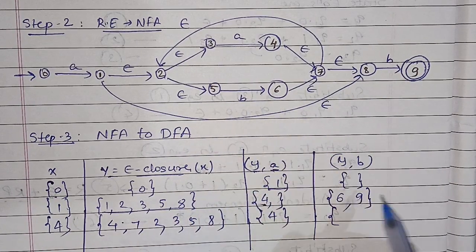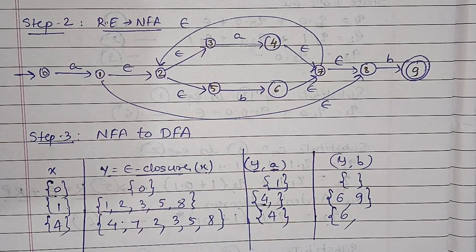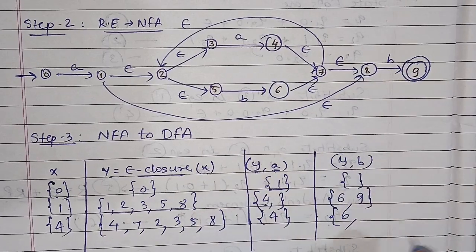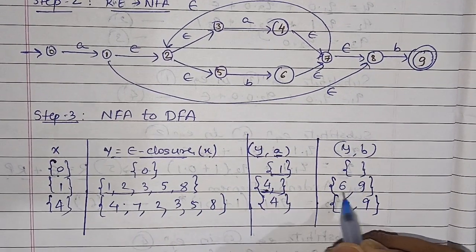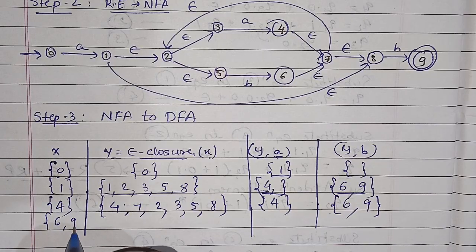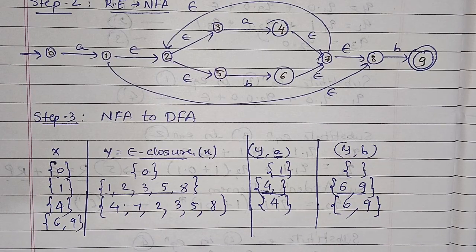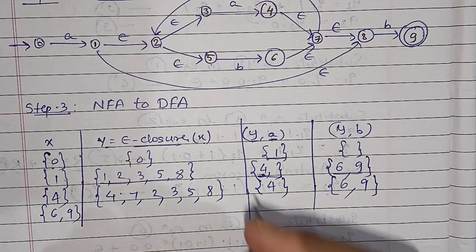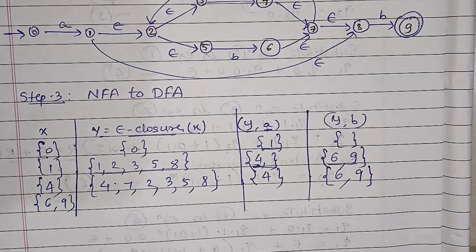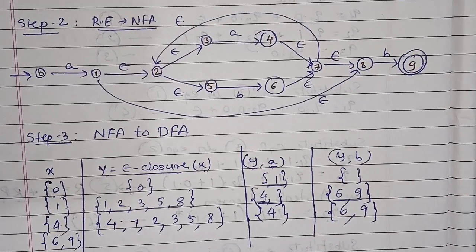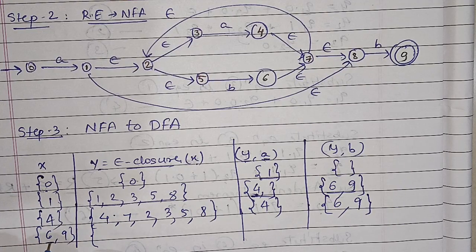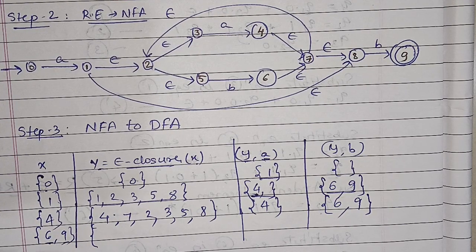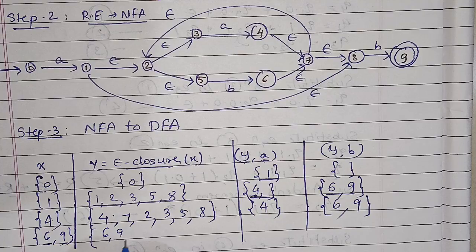5 is receiving B, yes, there is a transition going to 6, and 8 is receiving B, going to 9. Now see, I will use this combination 6, 9. I'm arranging this. Now see, 6 comma 9, so it will first include itself.